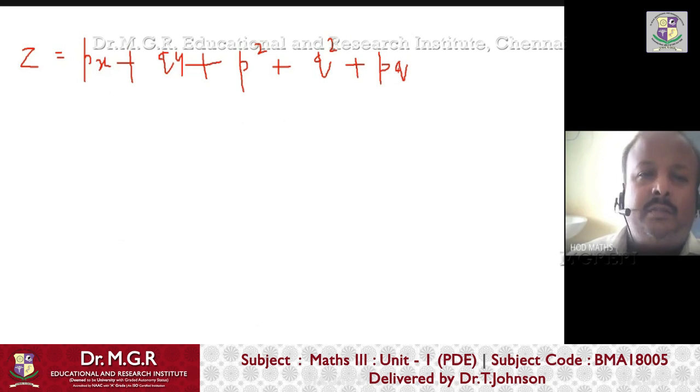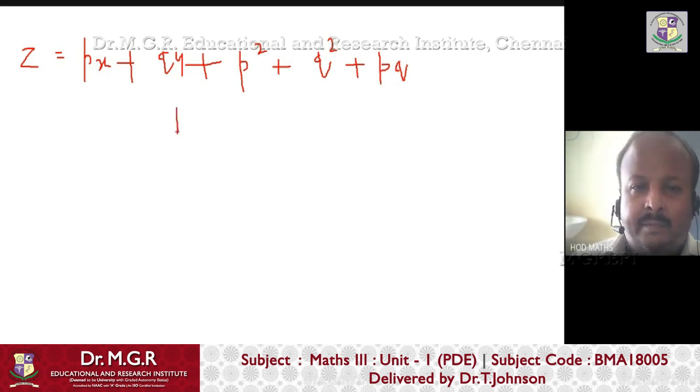Go to the whiteboard. So this is the problem. z equals px plus qy plus p square plus q square plus pq. Right? z equals px plus qy plus p square plus q square plus pq.